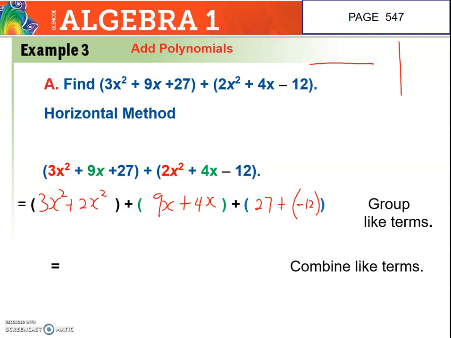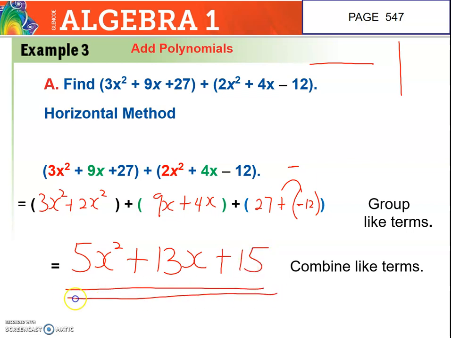Now in combining them, we have 3x squared plus 2x squared will give us 5x squared. The 9x plus 4x will give us plus 13x. And the last one, don't forget that positive and negative takes over. So 27 minus 12 will give us positive 15. And that is our answer. And this is written in a standard form because this is first, followed by the second and the third.